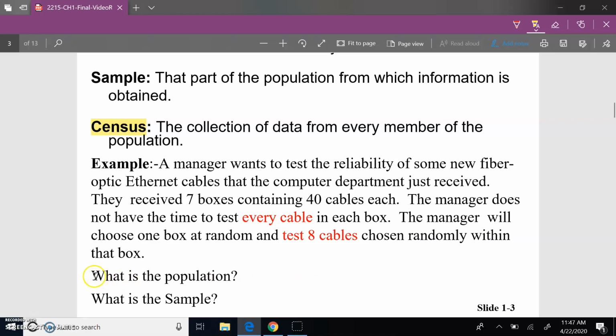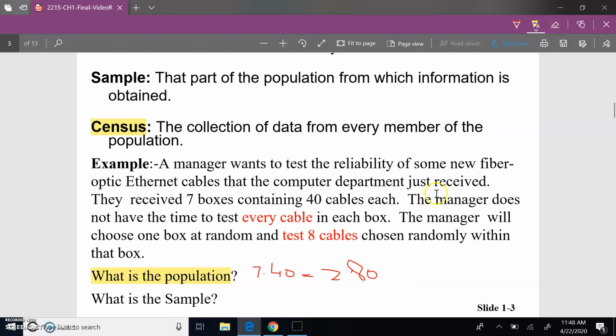Now the first question he's asking is, what is a population? So the population is all cables, right? There are all cables, or you can say these are 280, the 7 times 40. There are 7 boxes and there are 40 cables in each box. So this is equal to 280. So these 280 cables make our population. And what is a sample?